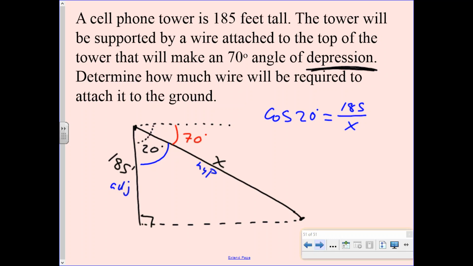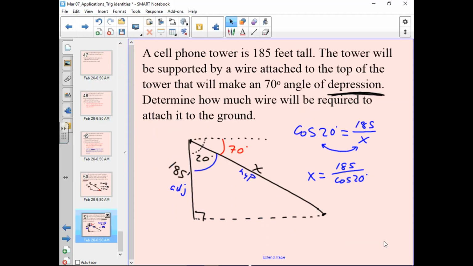In this case, again, I can't do this quite directly. On some calculators, you actually could, but I'm going to do the algebra to get x by itself. Whenever the variable is in the denominator, a little shortcut is these two can just switch places. So x is going to be equal to 185 divided by cosine 20. And then now it's time to get the calculator back out. So 185 over cosine 20.